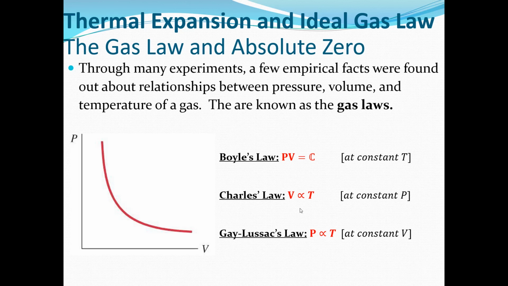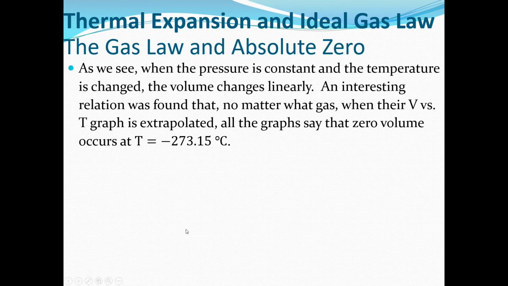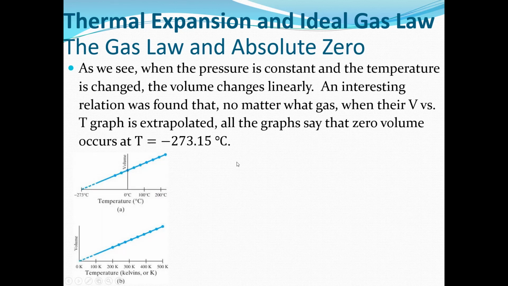And then we ended up combining them all into one single equation, which we call the ideal gas law. Now, going back, we used the law that said that the volume and temperature were directly related when the pressure is constant. This was used to find absolute zero. When they made a graph and extrapolated it, they found that all the graphs, no matter what the material was, crossed zero volume at the exact same temperature, negative 273.15 degrees Celsius. This is where absolute zero comes from.